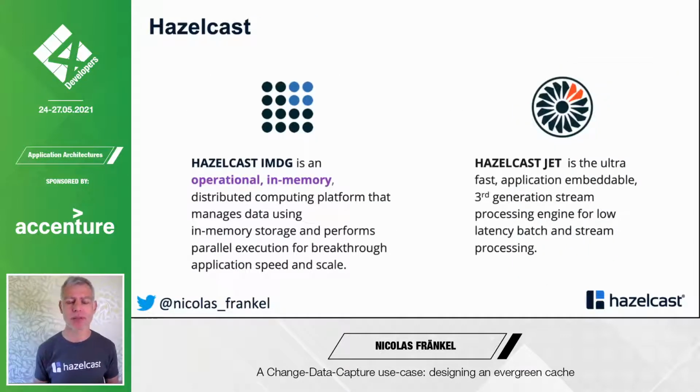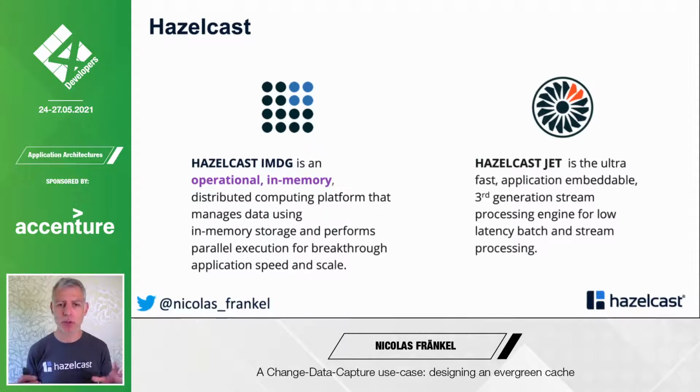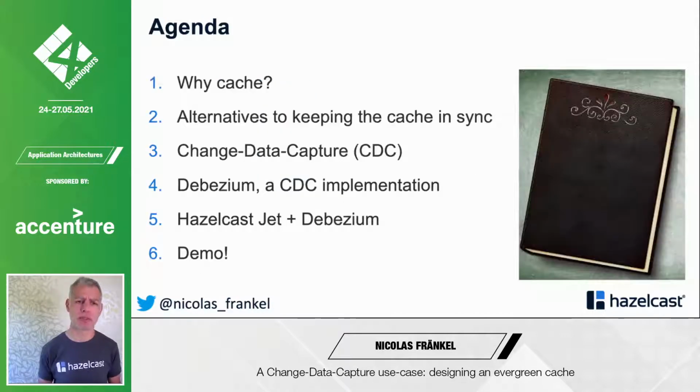We have two products. The first one is an in-memory data grid. And if you've never worked with an in-memory data grid before, you can think about distributed data structures. So you have a cluster, several nodes, and you can shard the data, replicate the data, whatever. And the other one is Hazelcast Jet, and I will be using it in the demo afterwards, so I won't talk right now about it.